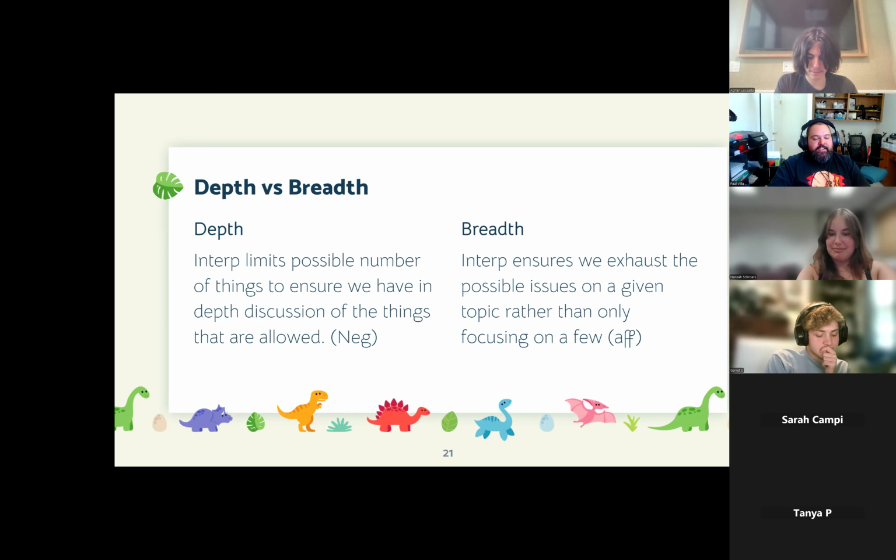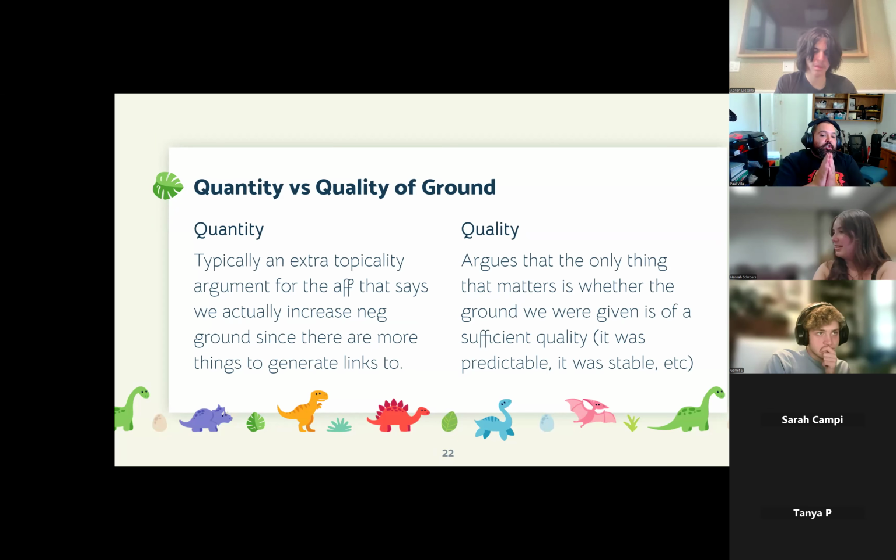Another one, Brent, interesting you like to use a lot. Quantity versus quality of grounds. This tends to, well, I'll just read it. So quantity. Typically, this is an extra topicality argument for the AF that says we actually increase negative ground since there are more things to generate links to. Quality argues that the only thing that matters is whether the ground we were given is of a sufficient quality. This is usually rooted in things like predictability and stability.